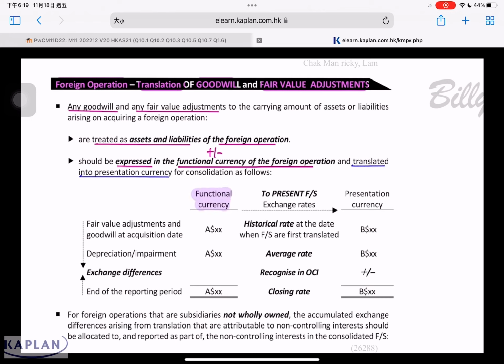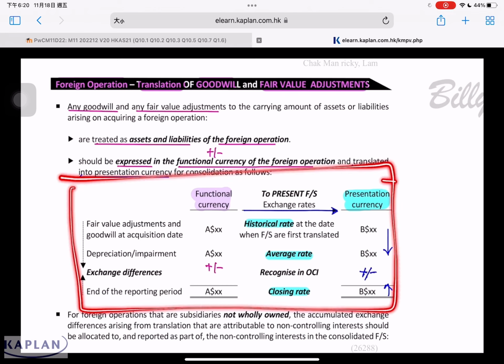This is in the functional currency of the subsidiary. If there's any adjustment, you plus or minus the adjustment first. After that, we talk about translation to presentation currency. The first time we do translation is based on HR rate. Any income and expenses will be based on average rate. The closing assets and liabilities will be at closing rate. The balancing figure is the translation differences. This working is applicable to goodwill and also to any PPE assets or deficit.